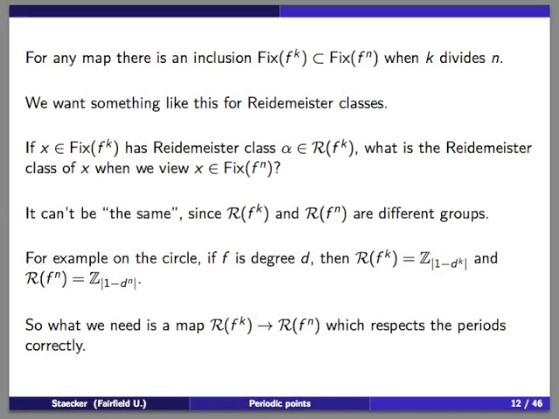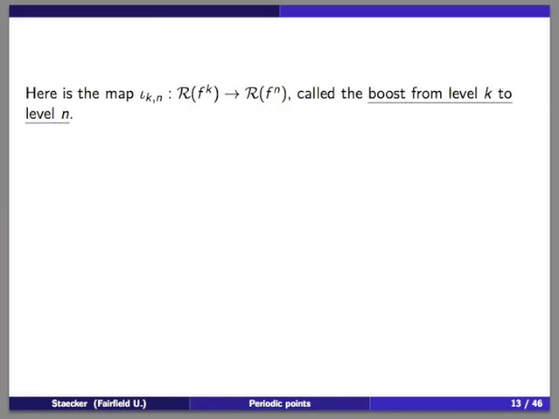So you can't have the same Reidemeister class from one level to the next in general, but what we would like is some kind of a map, hopefully an injection, although it's not always going to be, which respects the periods. What I mean by respect the period is if x is periodic of period k, when you consider it as a periodic point of period n, the Reidemeister class should somehow be the same or something like that. It should be according to a map. All right, and there is such a map.